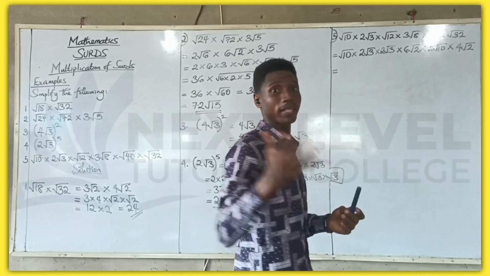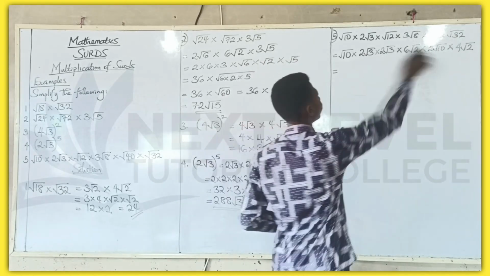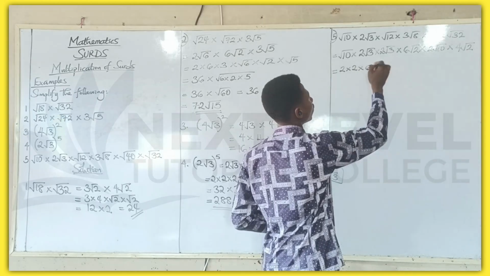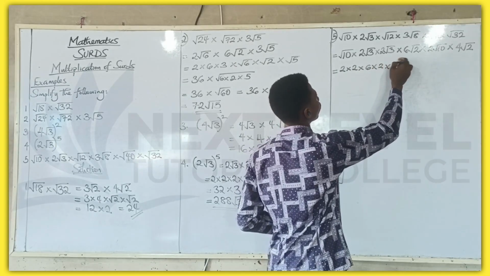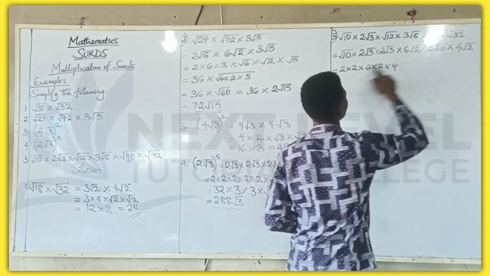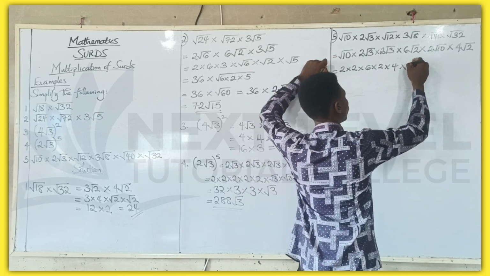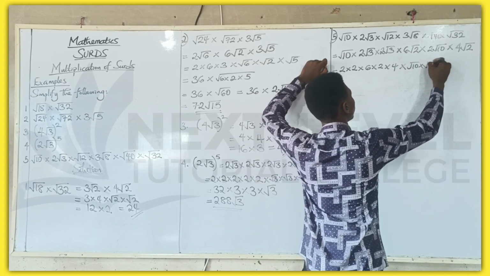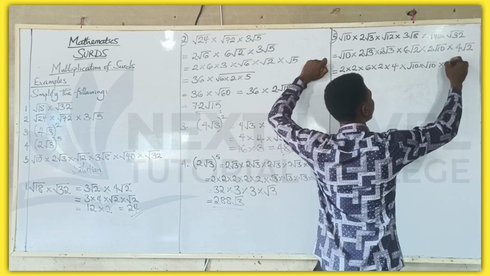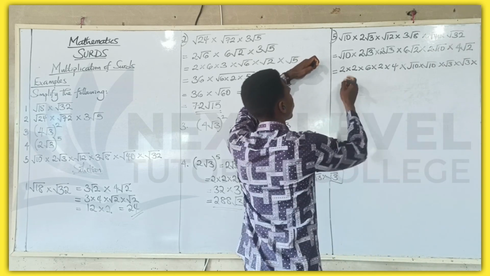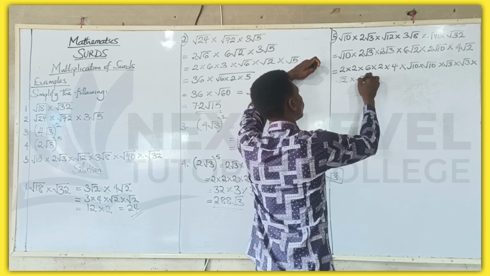If I want to do number times number, root times root, I'll pick all the numbers. We have 2 times 2 times 6 times 2 times 4. Yes, that's everything. Then times root 10, root 10, root 3, root 3, root 3, root 3, then I have root 2 times root 2 times root 2.